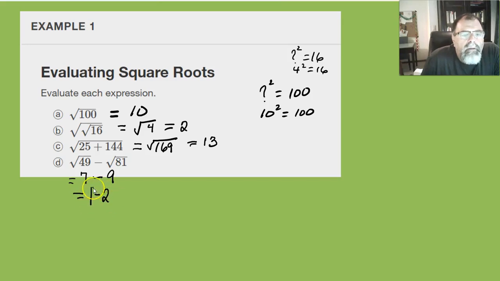So remember, when you're subtracting, you want to think of it like this. If you have a positive number and a negative number, the rules are for adding positive and negative numbers. If the signs are the same, you add the numbers and keep the sign. If the signs are different, you subtract the numbers. So 9 minus 7 is 2, and you take the sign of the larger number.